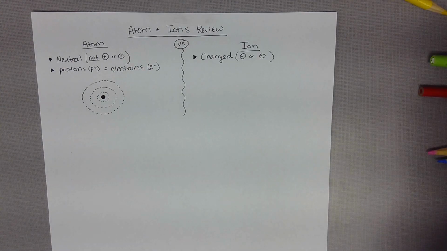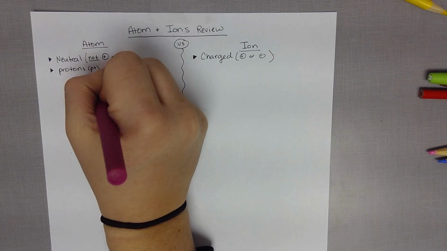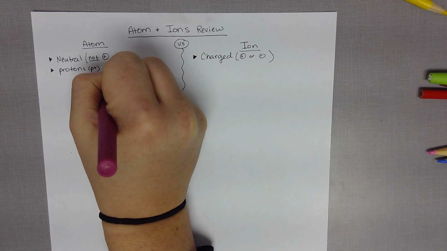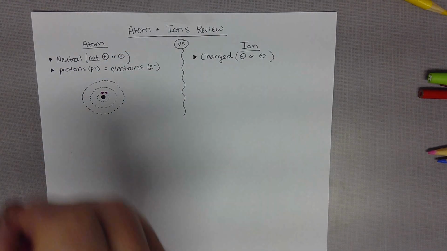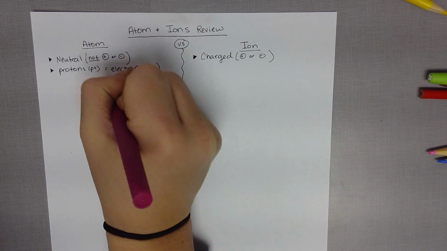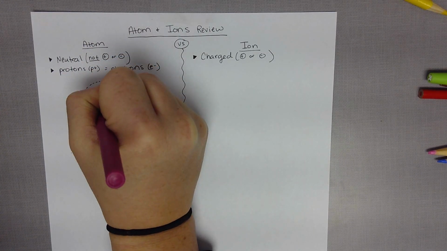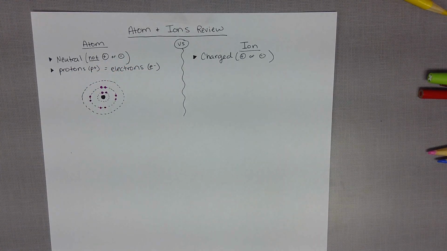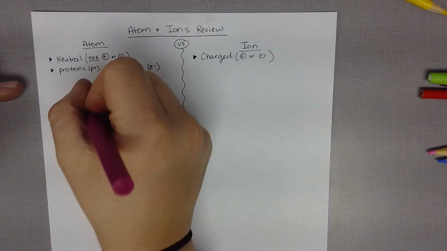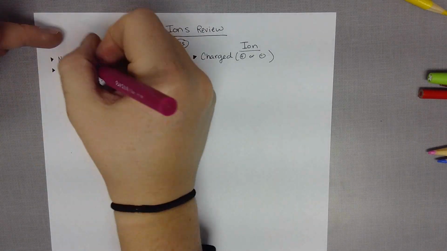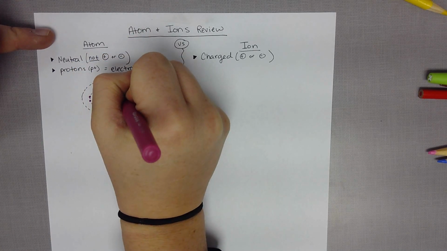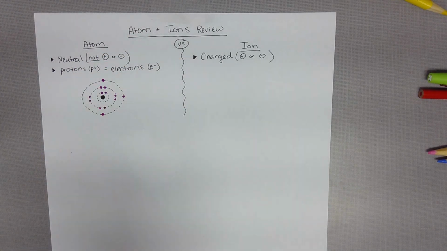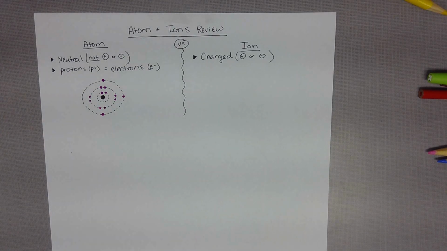You're not responsible for memorizing this, but just for your knowledge, that first ring is little. It can only hold 2 electrons. Second ring is a little bigger. It can hold 8. Third ring is even bigger still. It could hold up to 8, but for our purposes, we're just going to put 3 in there. 1 at the top, 1 at the side, and 1 at the bottom. And we have a drawing of an atom.